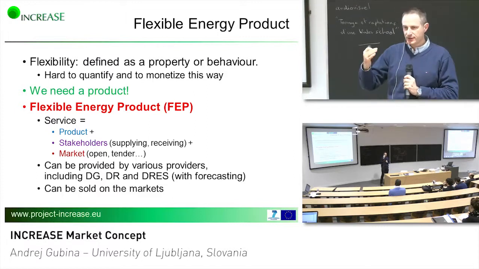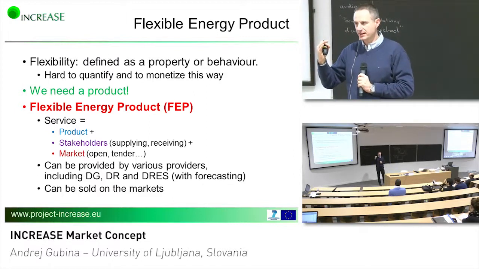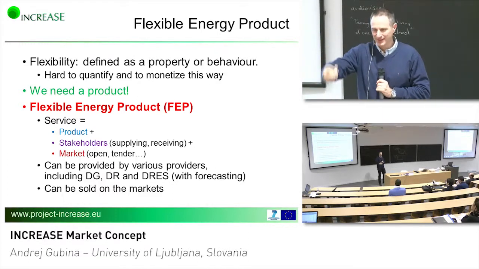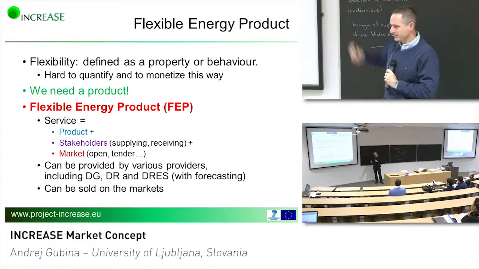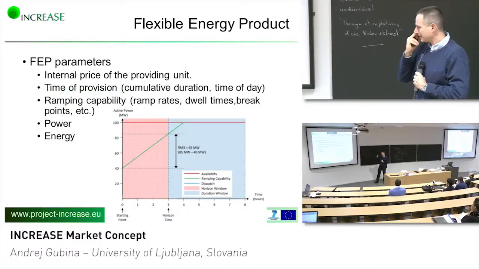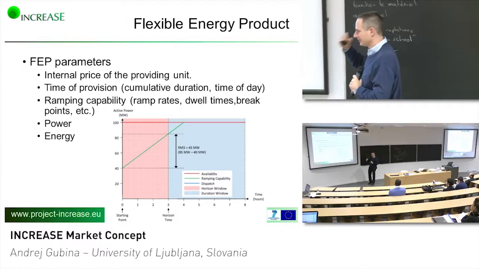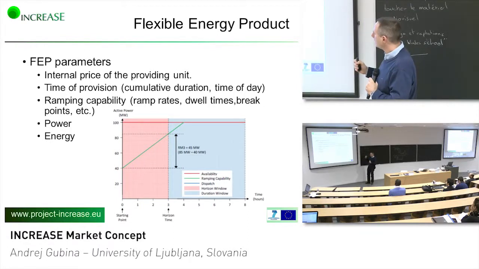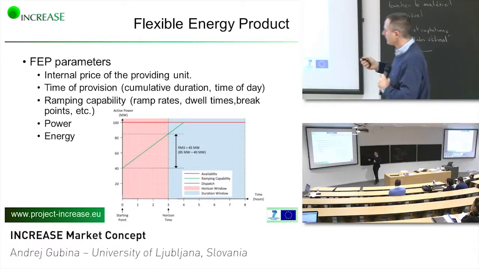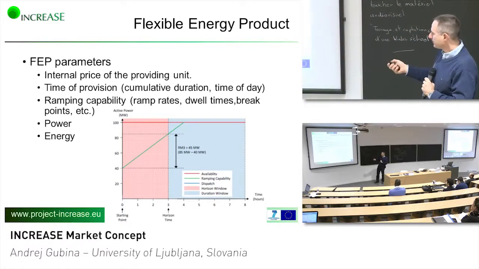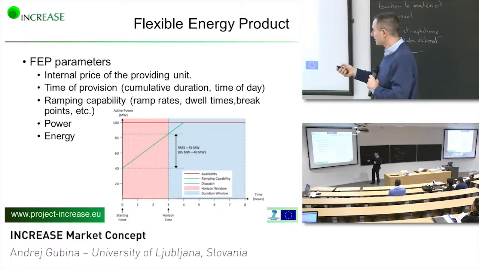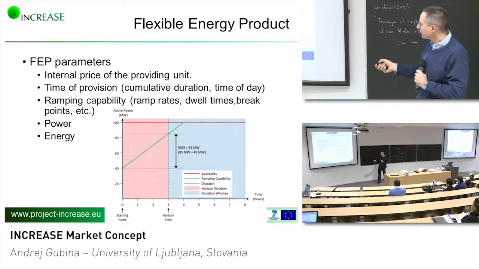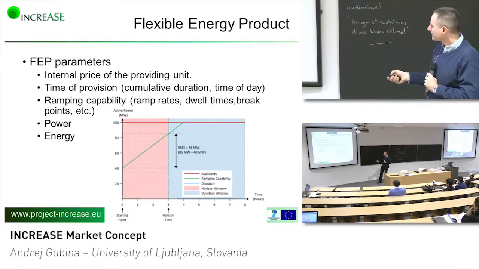It artificially creates this notion of flexibility markets, and artificially creates the valley of death that we need to cross in order to make it operational. If we go for a flexible energy product, we get it immediately and we can start working with it on the existing markets with some modifications on the provider side. For this flexible energy product, we need to know, for example, these possible parameters: internal price of the providing unit, time of provision, how quickly it can ramp, its power, its energy.